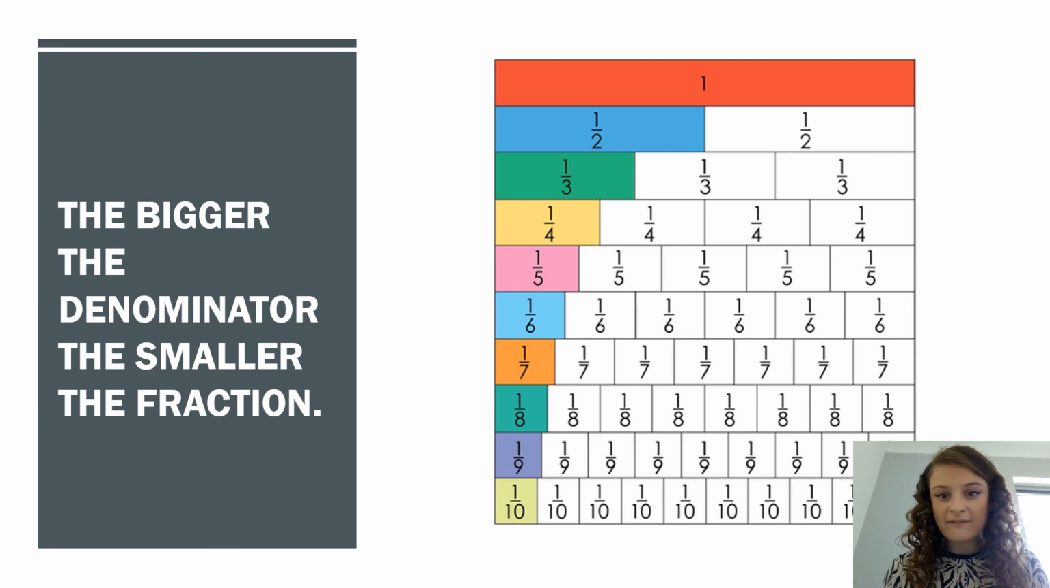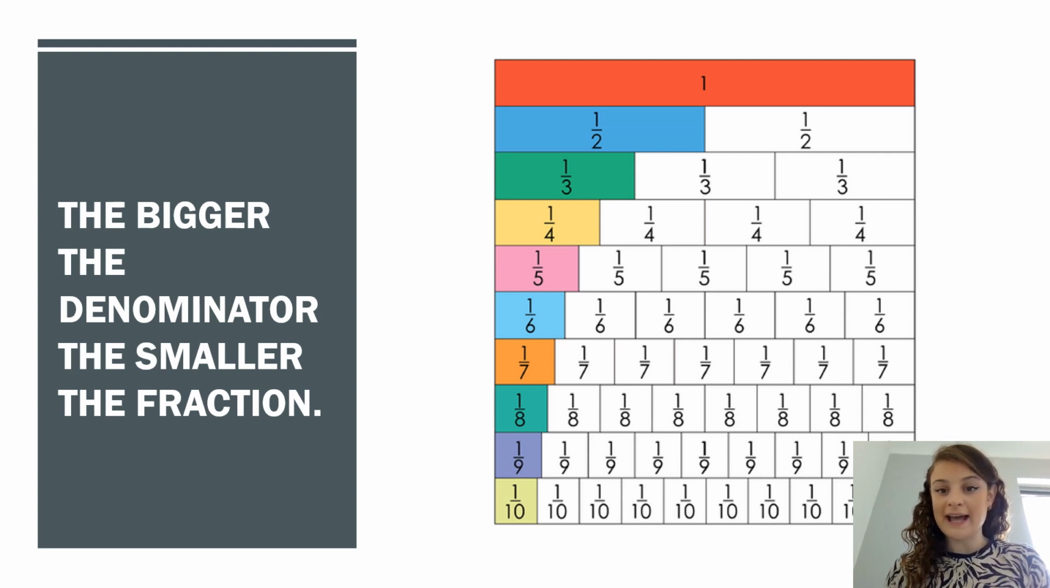As you can see, a half is split into 2 equal parts. It is bigger than a third because a third is split into 3 equal parts. Quarters are split into 4 equal parts, and so on as you go down the fraction wall. As you can see, 1/10 is much smaller than some of the fractions up here. A tenth is much smaller than a half. That's because it is split into more equal parts, so we know it is a smaller fraction.